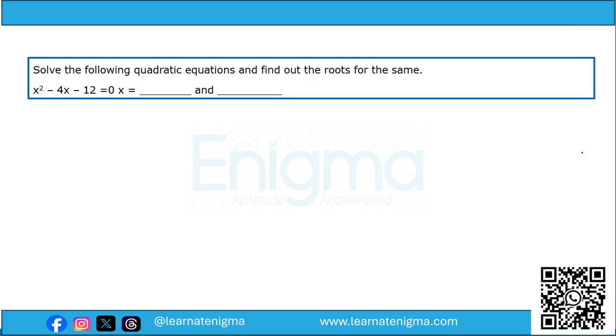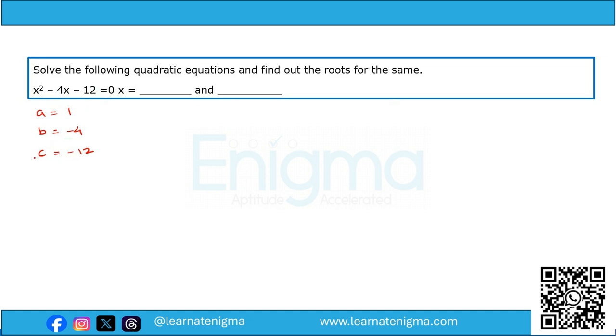Solve the following quadratic equation and find out the roots for the same. X square minus 4x minus 12 equal to 0. Now comparing the given equation with the general form, we get the value of a as 1, b as minus 4, and c as minus 12.